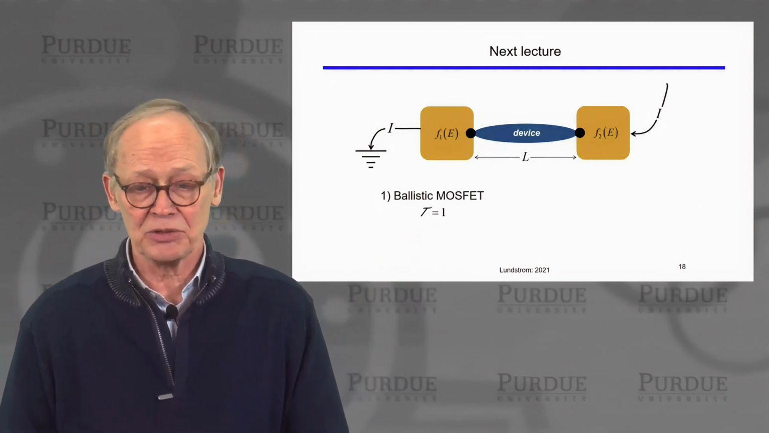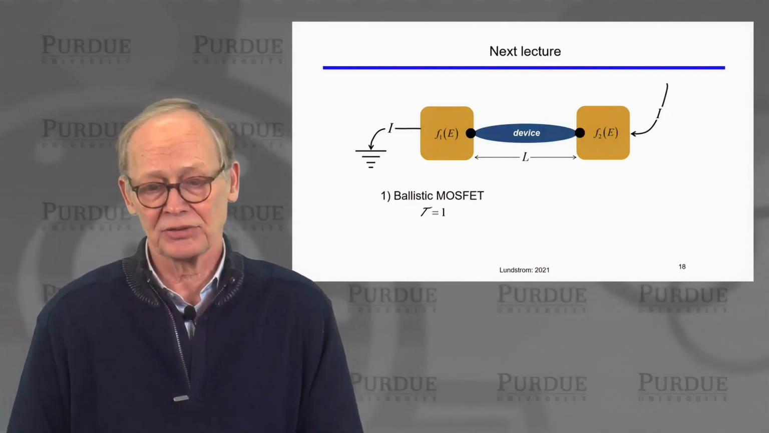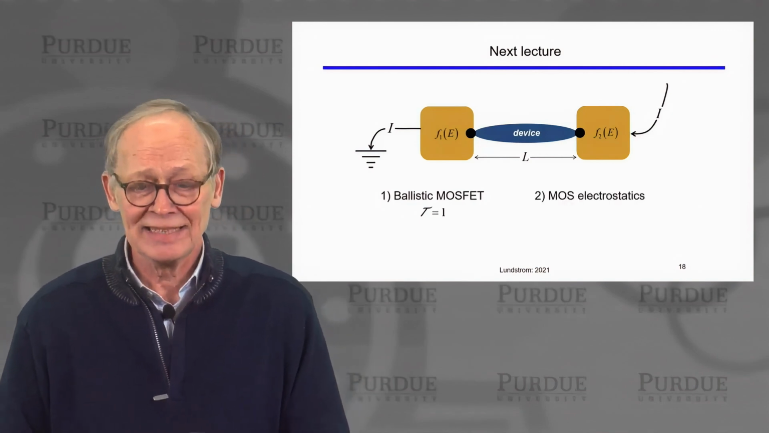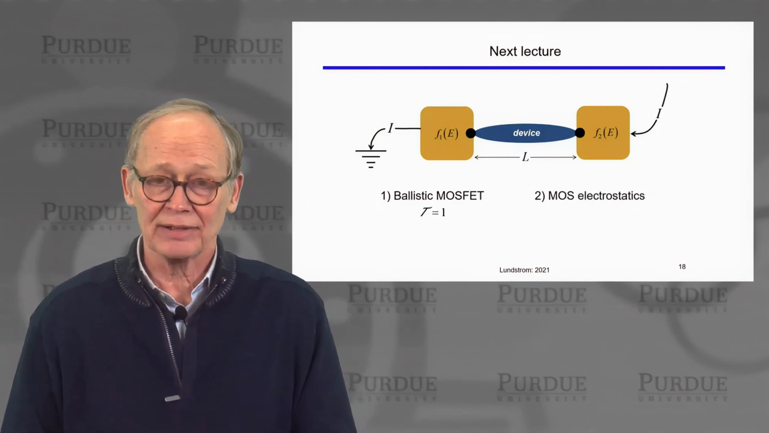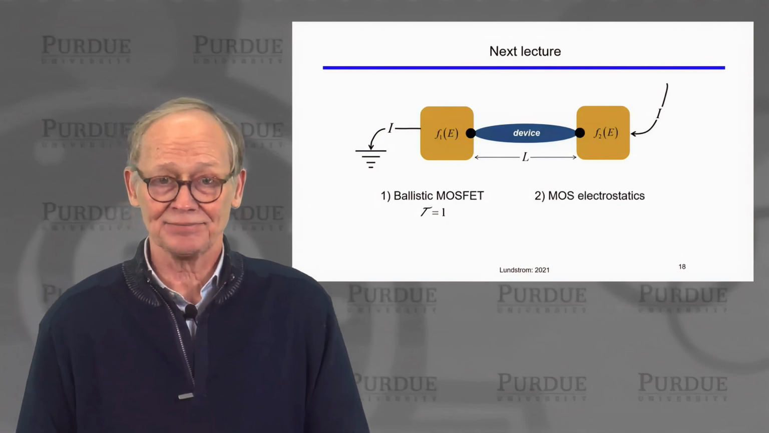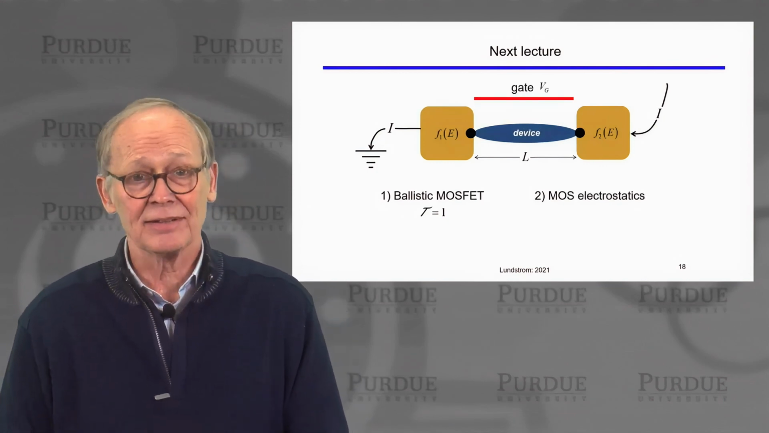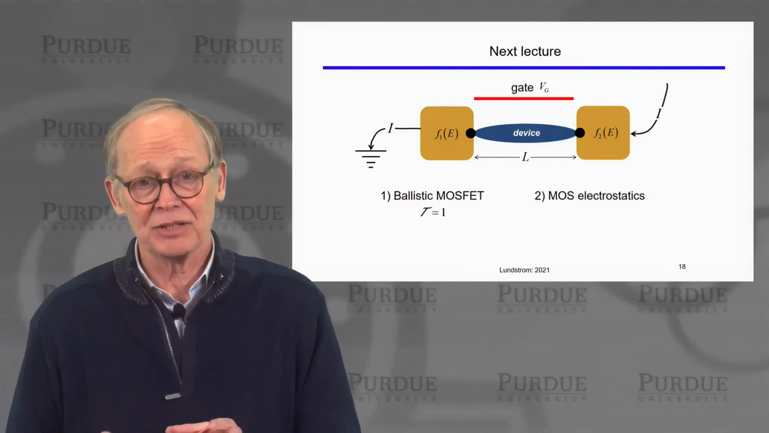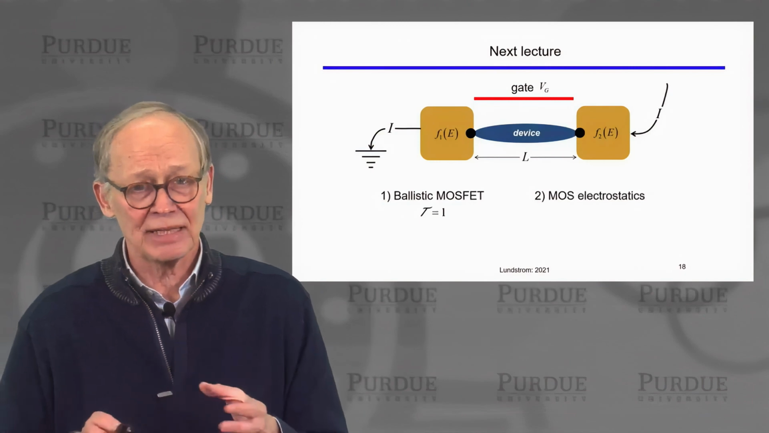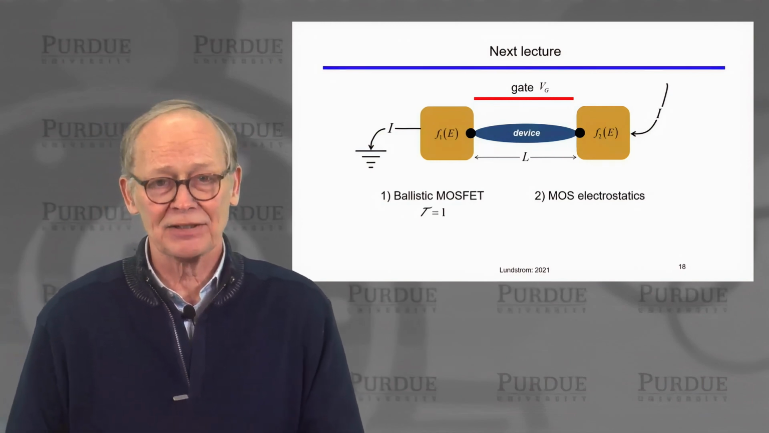So we'll assume that the transmission is 1, and we will try to understand the IV characteristics of a ballistic MOSFET. Now, there's one thing that we have to do. Somehow we have to get MOS electrostatics into this discussion. And we know that MOS electrostatics is very important. There is a gate that induces a charge, minus Cox, Vg minus Vt, and we have to account for that in our calculations. Well, we will discuss that in the next lecture.